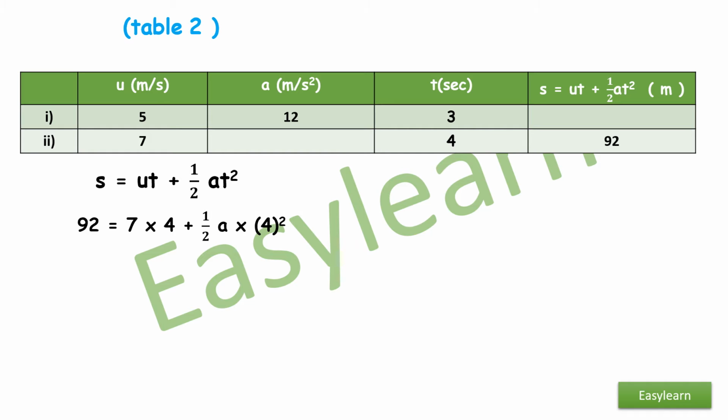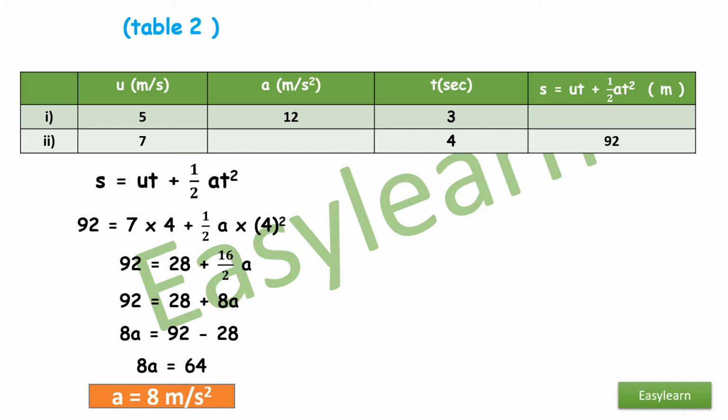So we are solving the second sum. So 92 is equal to 28 plus 16 upon A. 92 is equal to 28 plus 16 divided by 2 is 8A. Therefore, 8A is equal to 92 minus 28. 8A is equal to 64. Therefore, A is equal to 8 meter per second square.